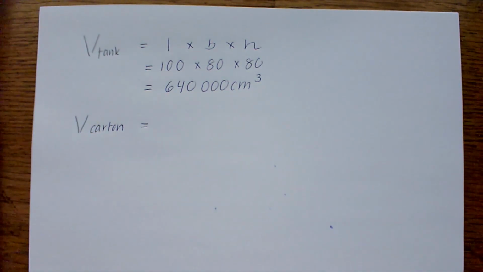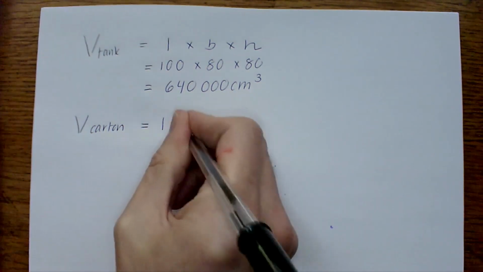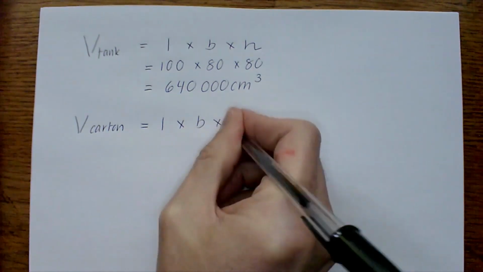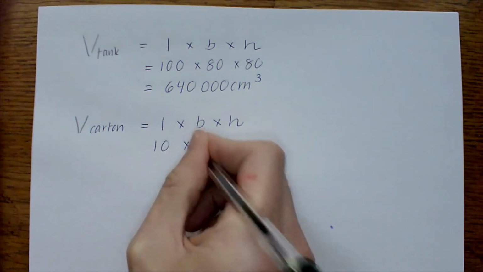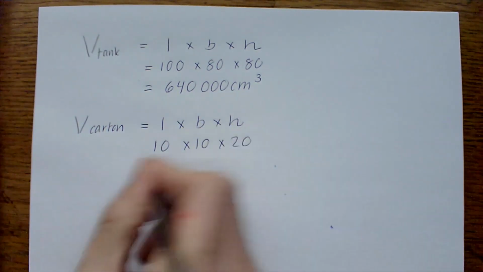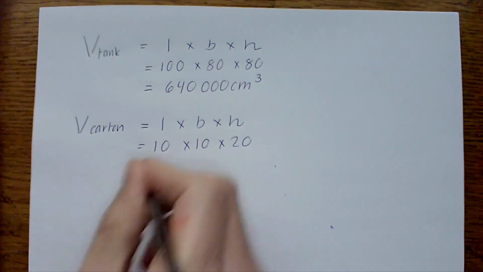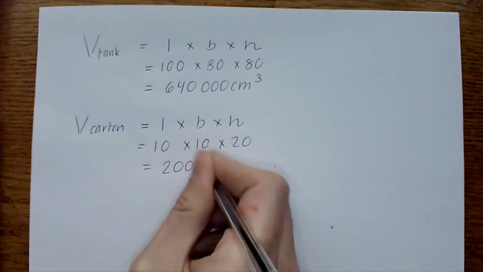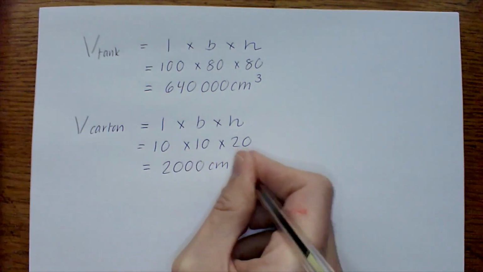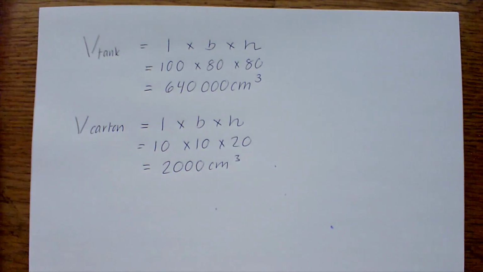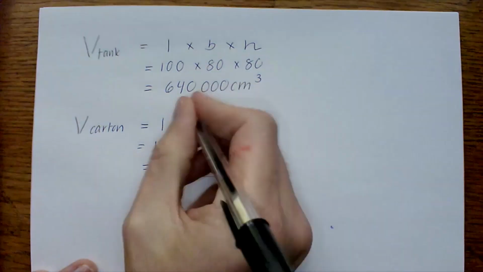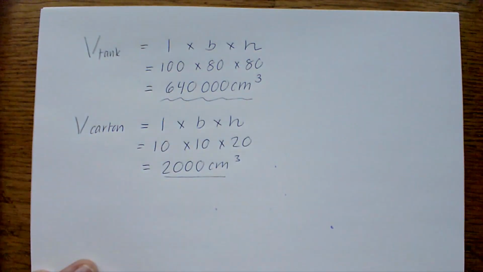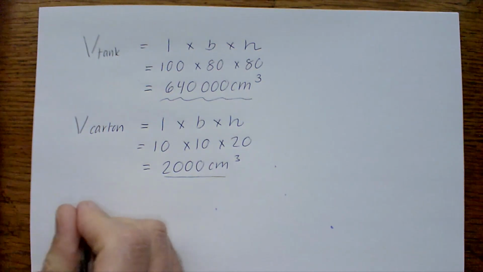Then we need to know the volume of the carton. And the carton is obviously a cuboid too, so it's length times breadth times height. And the carton was 10 by 10 by 20, which is going to be 2,000 cubic centimeters. Now you're not finished there, because the question was asking you how many of these can you get out of this. So to find how many 2000s are in that, we have to do a division.